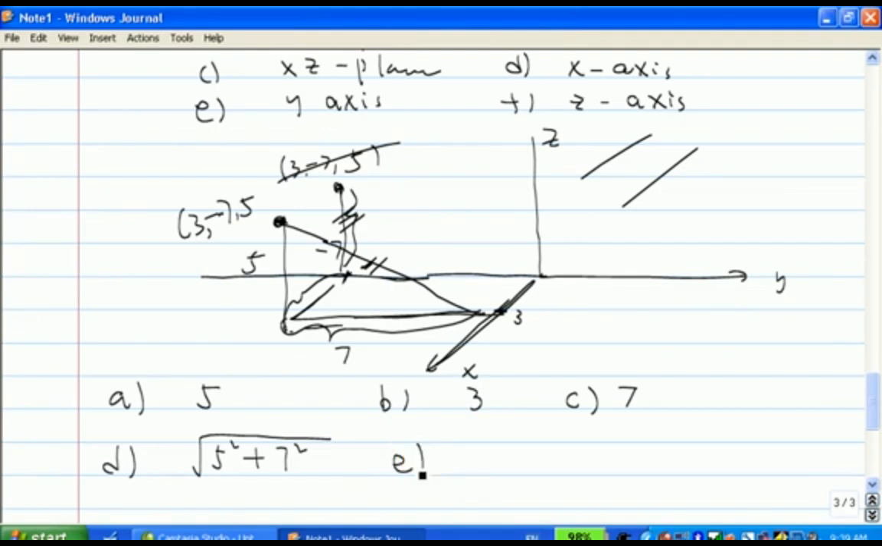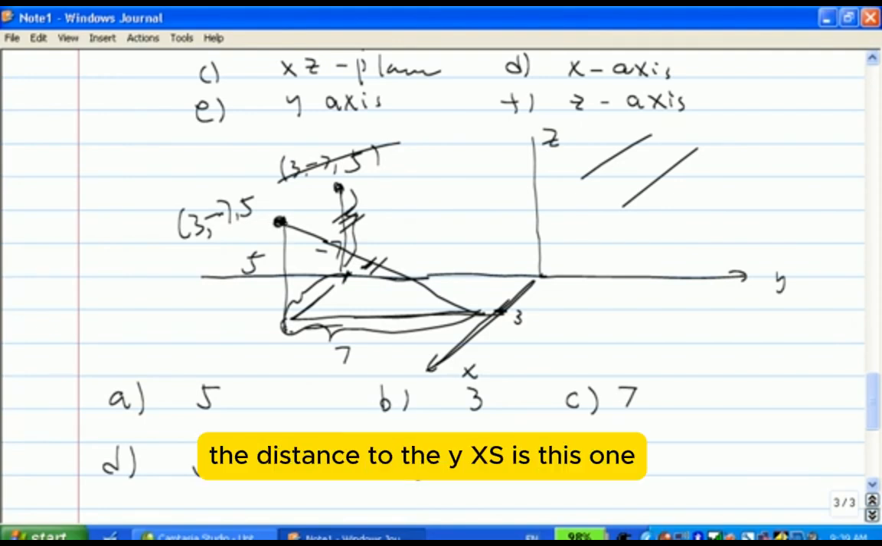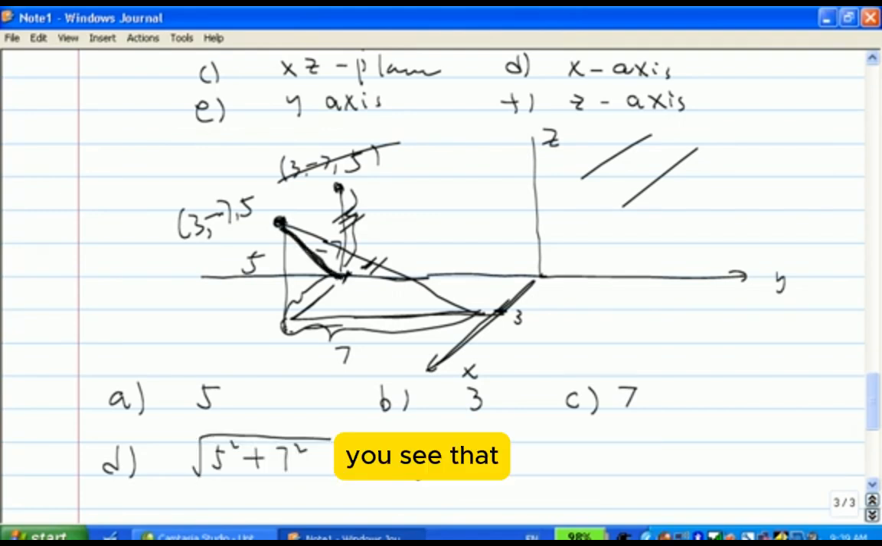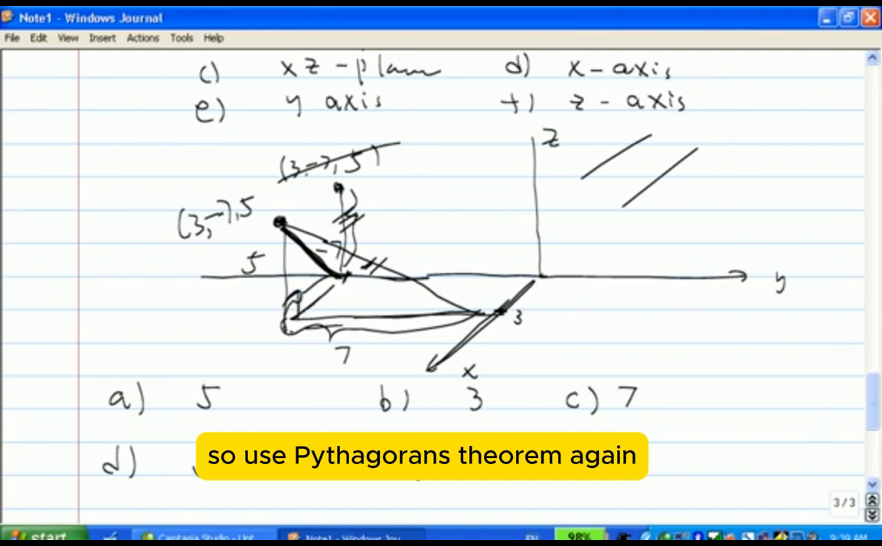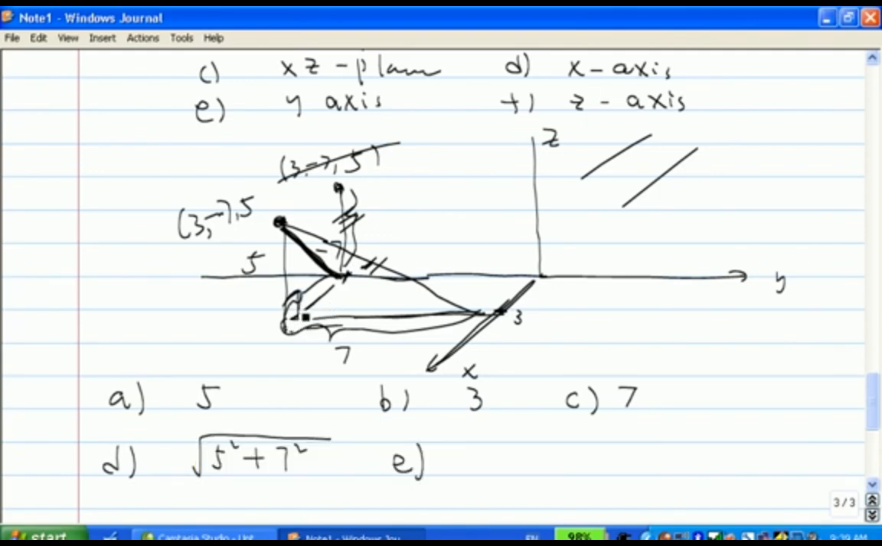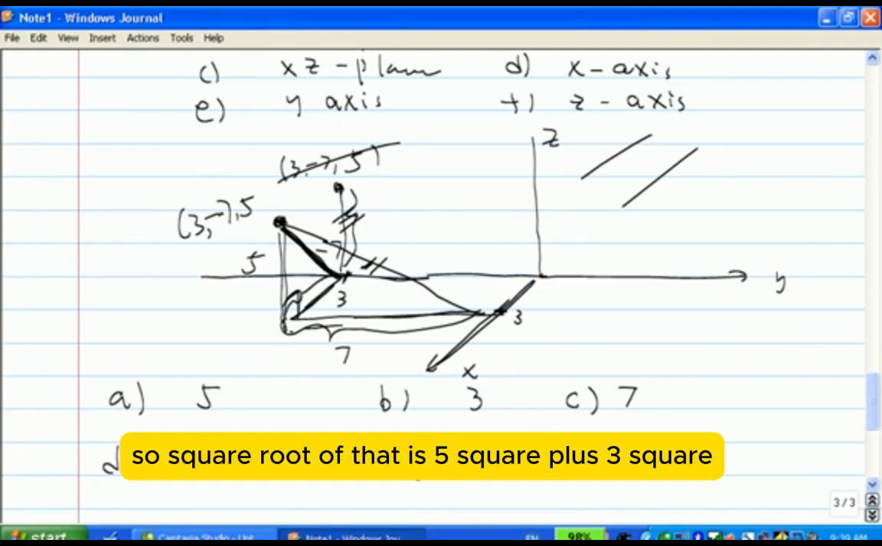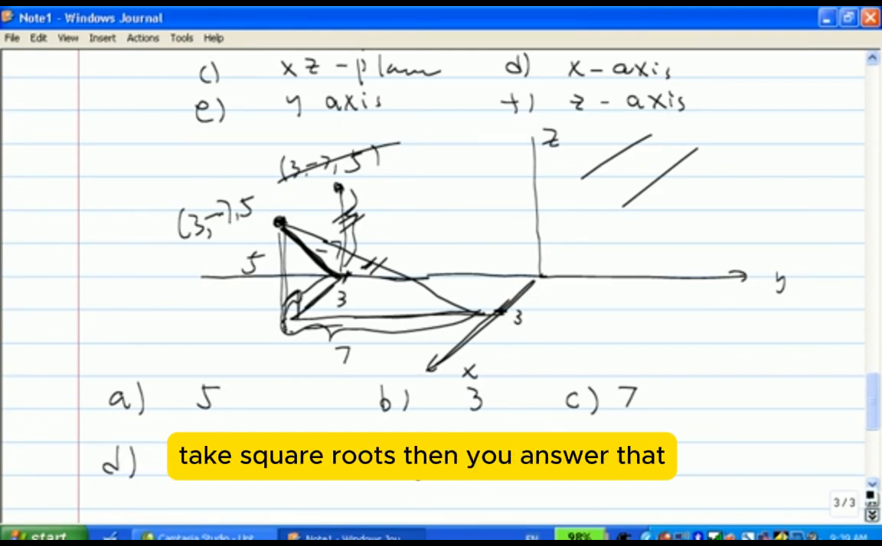Okay, E. The distance to the y-axis. This point, the distance to the y-axis is this one. You see that? And here is a right triangle. So use the Pythagorean theorem again. This distance is 3, and this one is 5. So the square root of 5 squared plus 3 squared. Take the square root, then you have the answer.